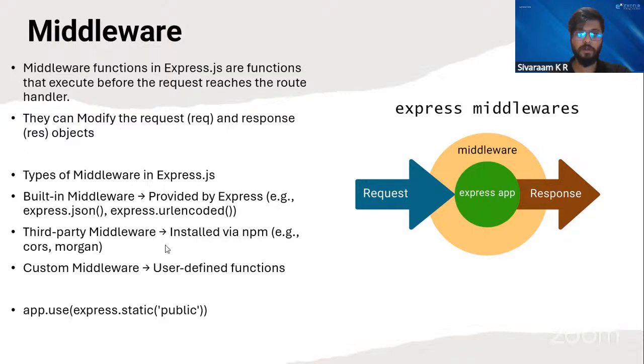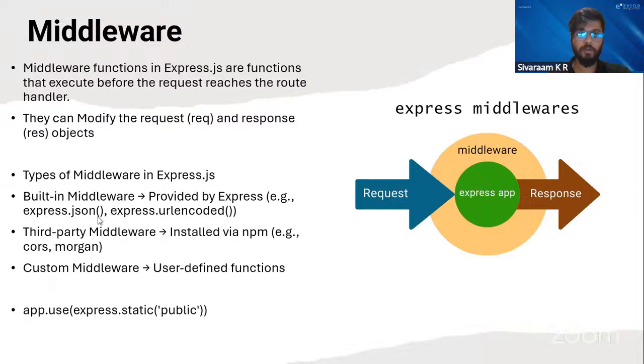So you have different kinds of middleware. The built-in one is express.json, which we will go through now. Then you have third-party middlewares, such as CORS. Say, for example, you're connecting your front end with the backend, you'll use CORS, cross-origin resource sharing. And custom middlewares, we'll go through that.